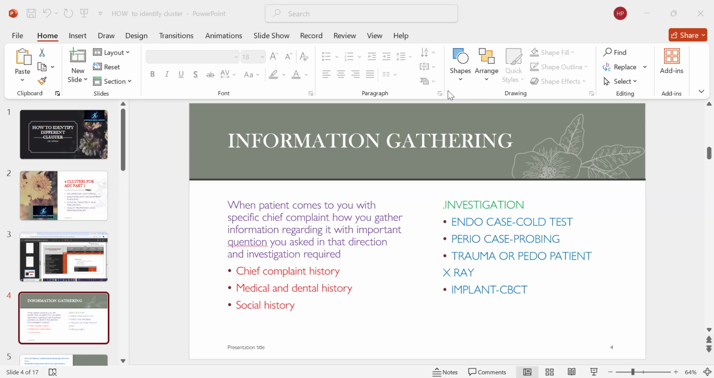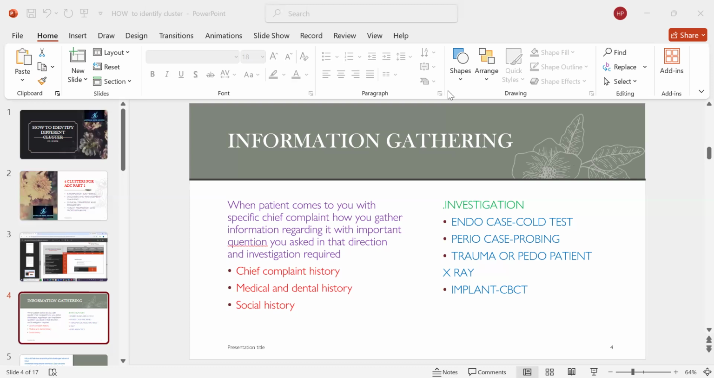Social history is also important. If the patient has been smoking for 20 years and is not willing to quit smoking, that particular keyword is going to lead you to health promotion and professionalism. What is the barrier that prevents the patient from quitting smoking? Is patient willingness there or not?